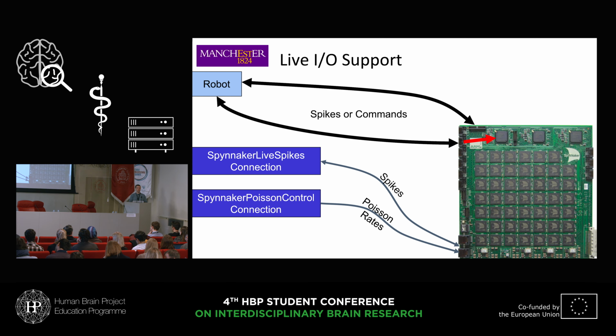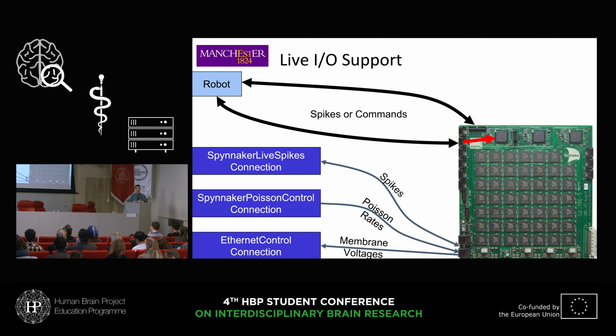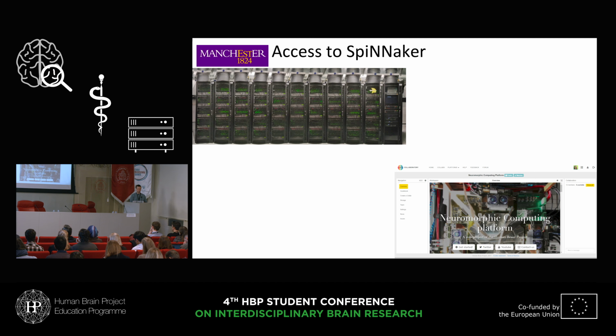You can also change the rate of Poisson sources, so you can run a Poisson source on the machine and say, okay, I want to change the rate as it goes into the system. And you can also extract membrane voltages from certain models, which you could then use to control the speed of a motor, for example. You can say, okay, the membrane voltage is going to do that, which is useful in robotics devices, of course.